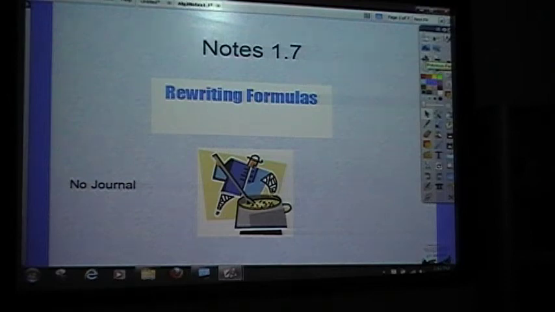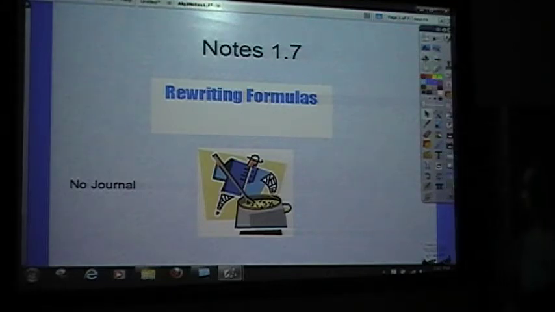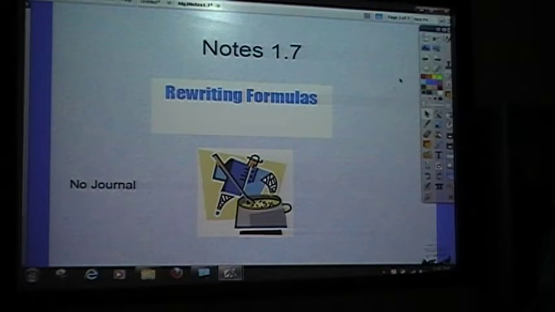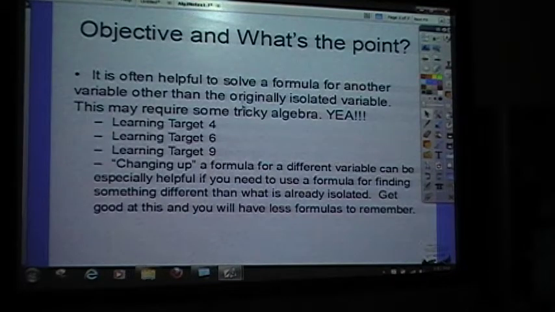Okay, this is section 1.7 and it's on rewriting formulas. There's no journal for this section because I want you to start preparing for the test. Okay, objective and what's the point?